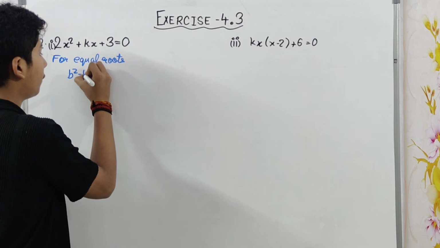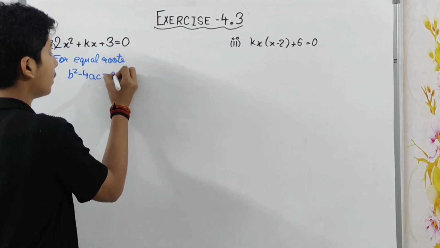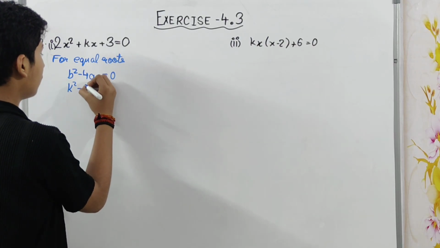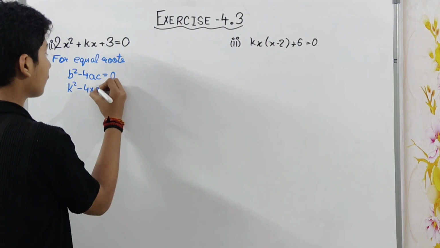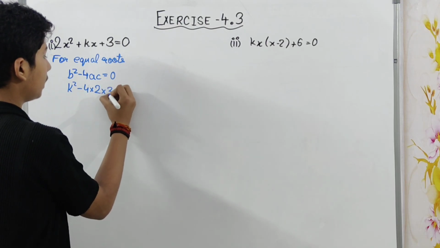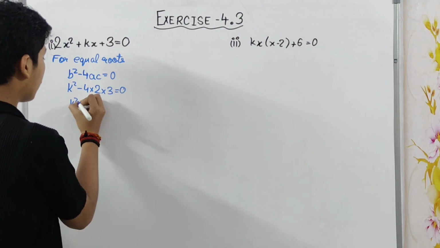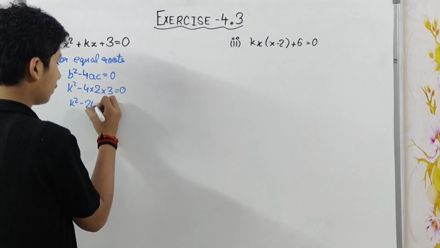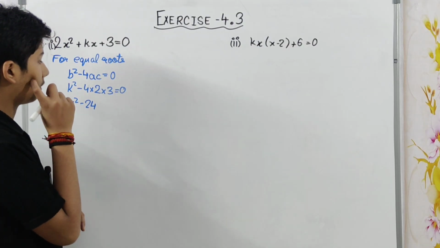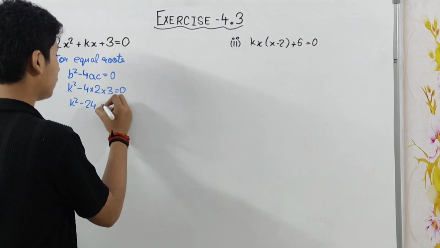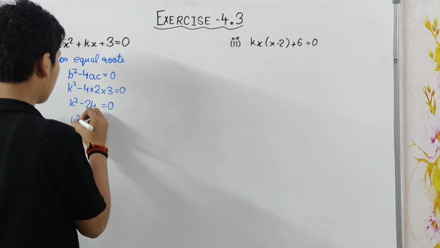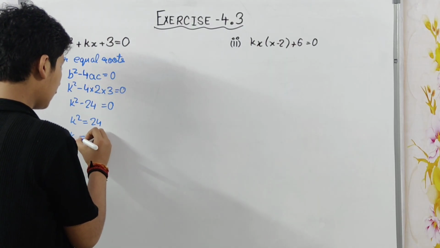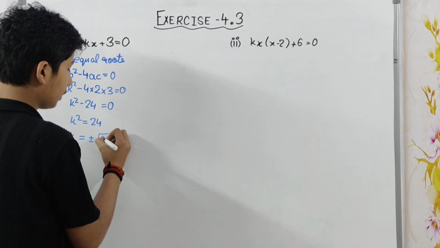b square minus 4ac equals 0. So now just put the values. k square minus 4 into 2 into 3 equals 0. k square minus 4 times 8, 8 is 24, equals 0. So k square equals 24. So k equals plus minus root 24.